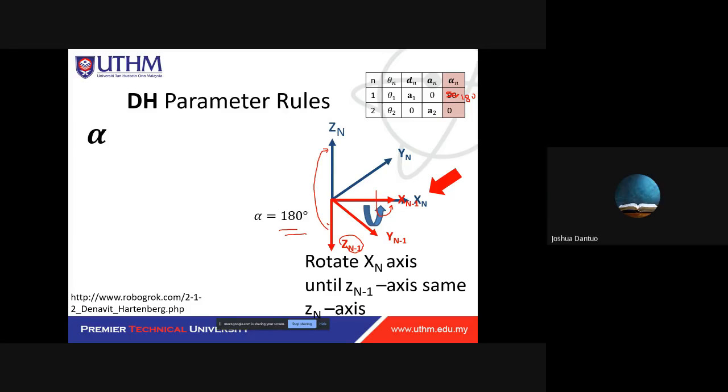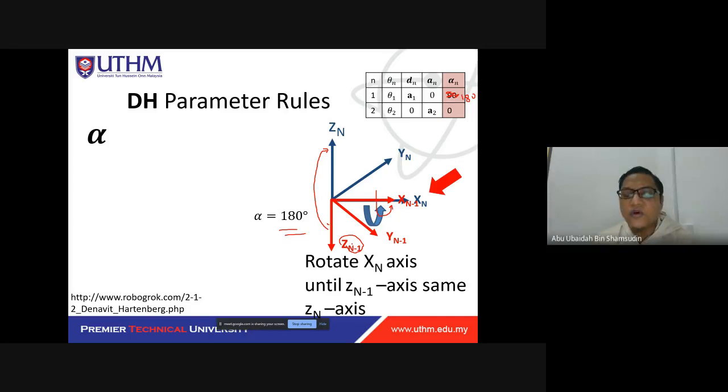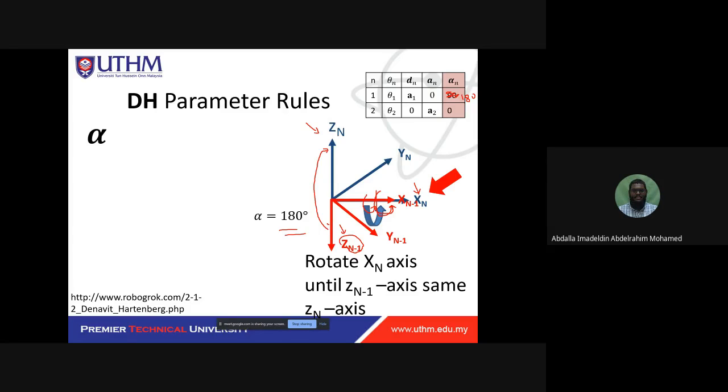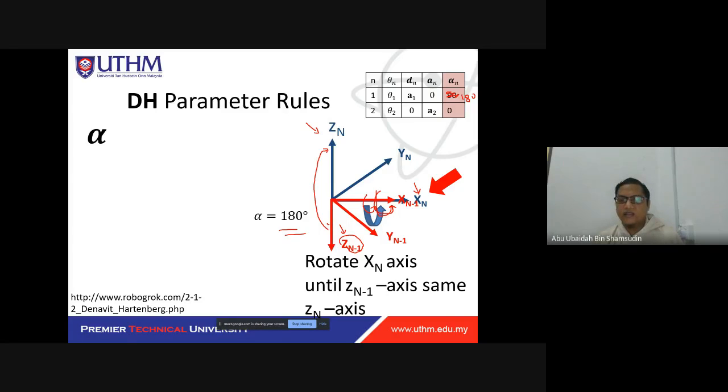Doctor, the one that we are rotating is the blue one or the red one? We will rotate along the xn axis. If the x is here, you will rotate this one like this until it is the same as this one. So we are rotating the previous frame until it matches the current frame? Yeah. Okay, so that's all for the DH parameter rules.